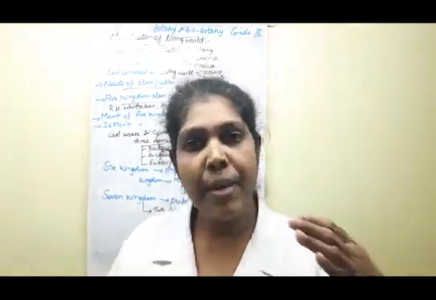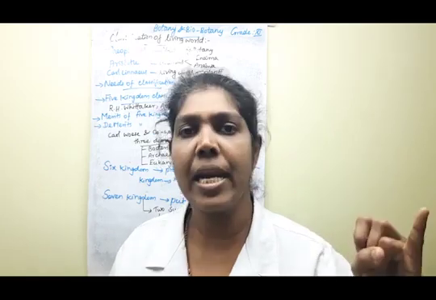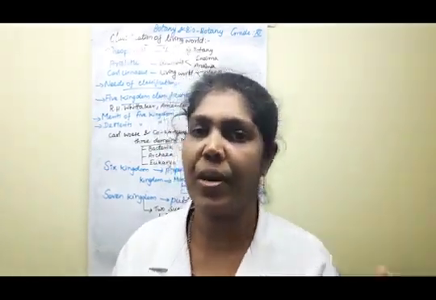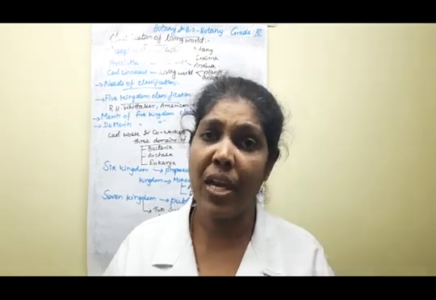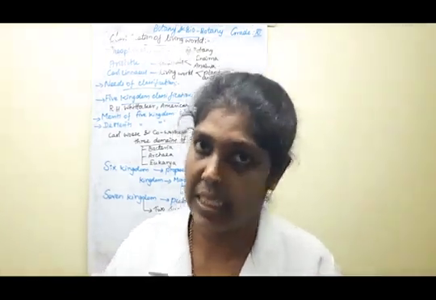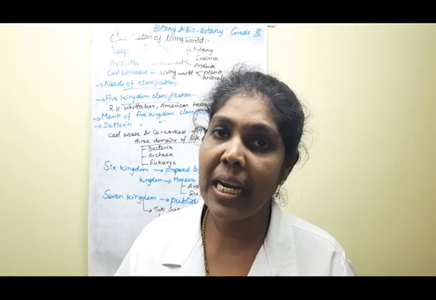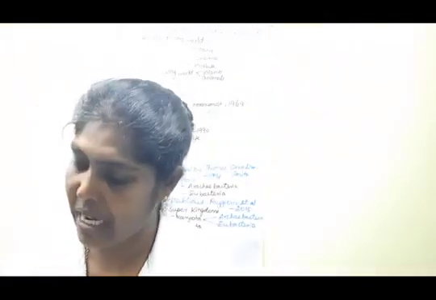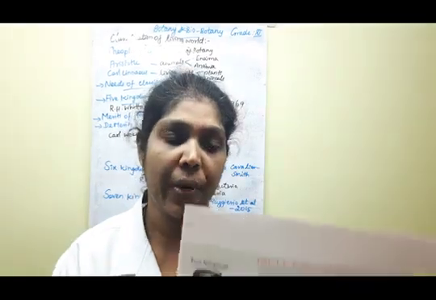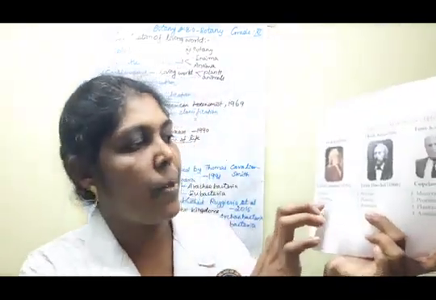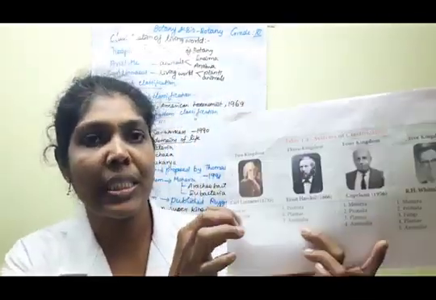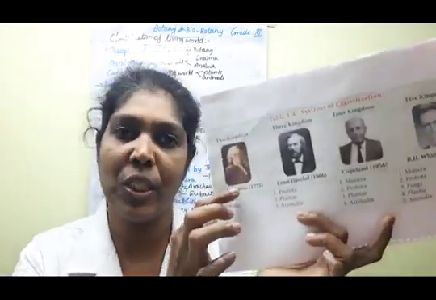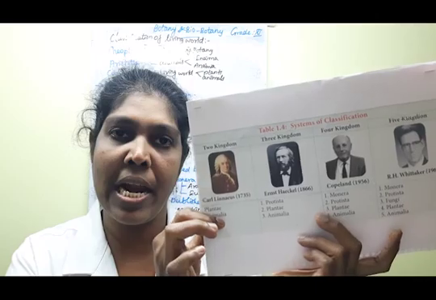Clear? Then comes the three kingdom system of classification, the four kingdom system, and the five kingdom system. The five kingdom system is one of the most effective classification systems. The three kingdom system added one kingdom, Protista. First, the two kingdom system was proposed by Carl Linnaeus, who classified living organisms into two kingdoms, Plantae and Animalia.